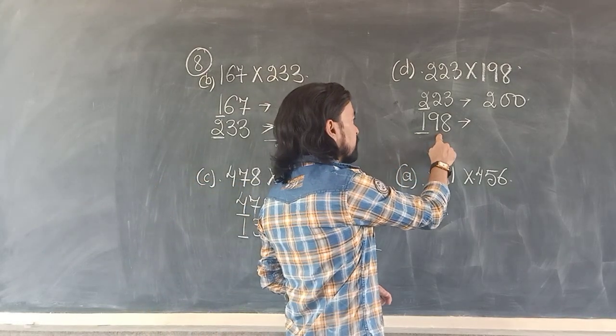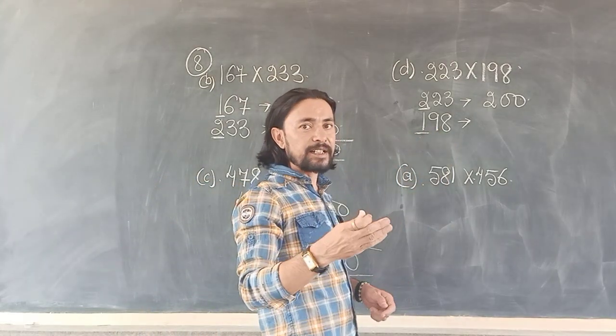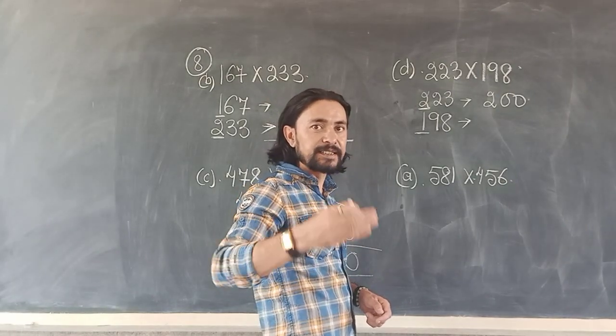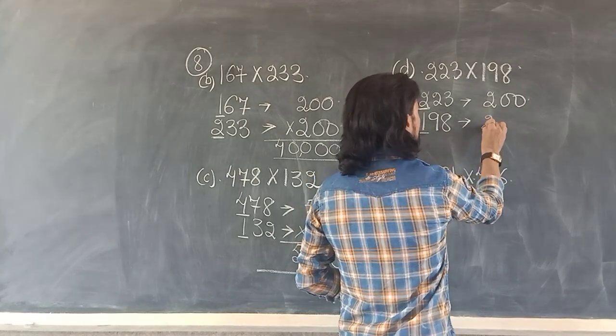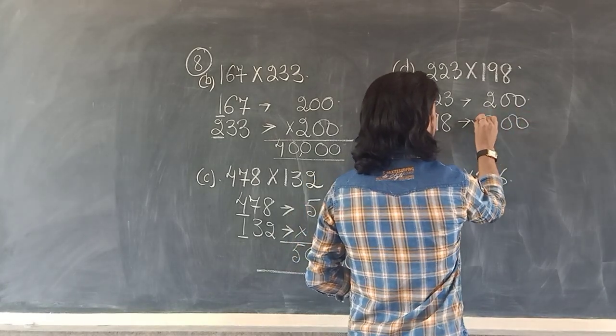After 1 comes 9. 9 falls in the second category, that is 5, 6, 7, 8, 9. So this 1 will increase by 1 more. It will become 2. The remaining digits will become 0.